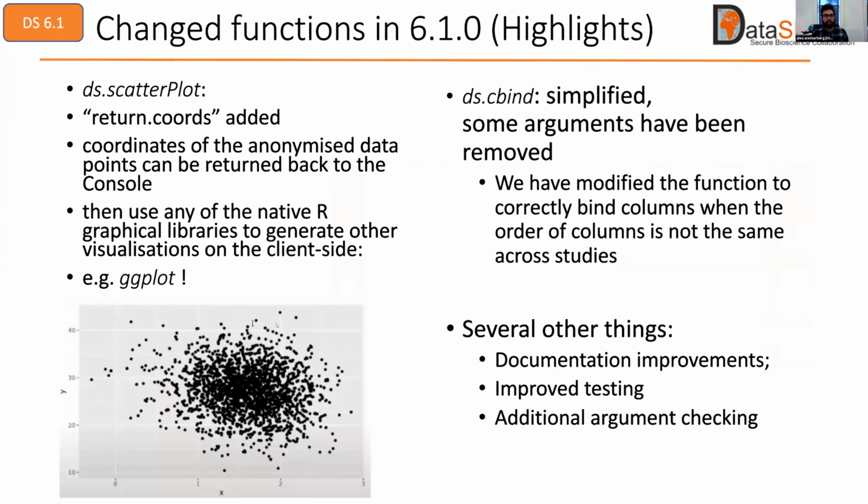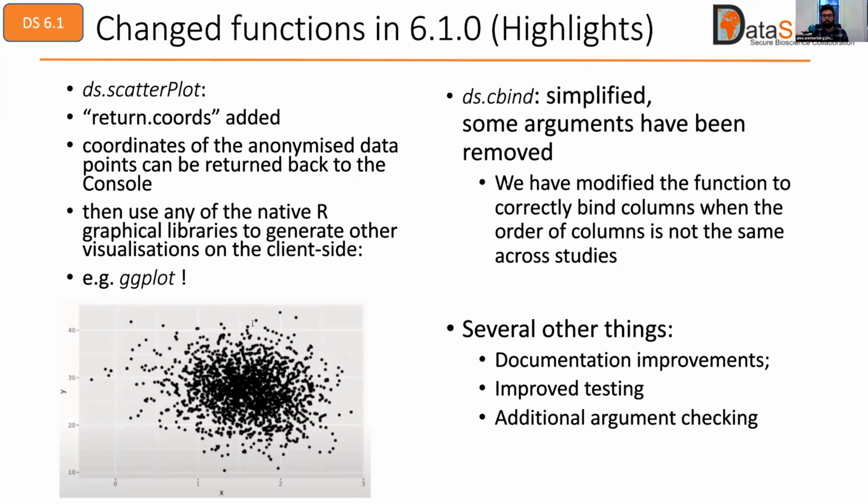Moving swiftly on, some other highlights of 6.1.0. We've changed scatter plot so that the returning of coordinates is available. So instead of just having a DataSHIELD graphic created, you can instead return these anonymized data points and then plug them as a vector, I believe, or a data frame into ggplot and create much more interesting plots based on your knowledge of ggplot.